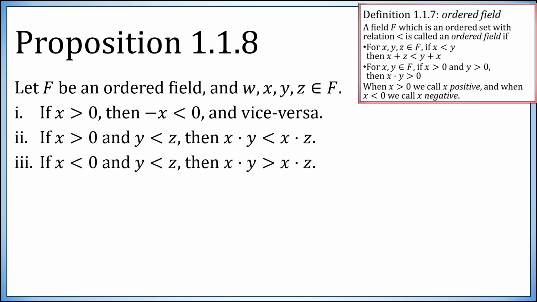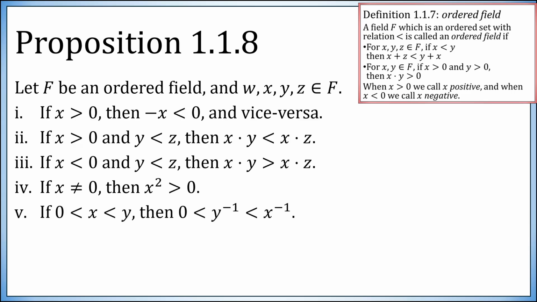If, however, you have a negative number and you multiply an inequality, it will reverse the direction of the inequality. If x is anything other than 0, so anything other than the additive identity, when you square it, you will get a positive number. If x is in between 0 and y, then reciprocation, or taking multiplicative inverses, reverses that inequality. And if x is in between 0 and y, then squaring will preserve that inequality. X squared will be less than y squared.